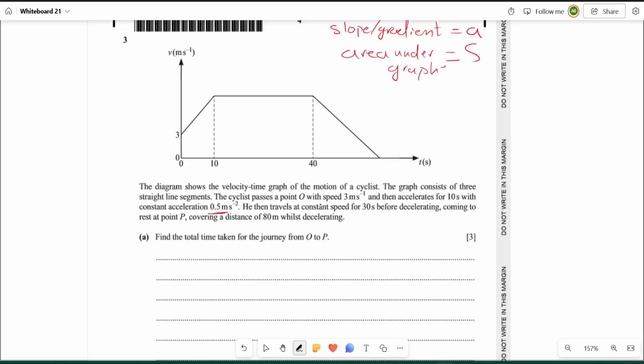He then travels at a constant speed for 30 seconds before decelerating, coming to rest at point P, covering a distance of 80 meters while decelerating. So the deceleration started from here. Deceleration is decreasing in speed. So this part of the graph is clearly the deceleration part, and the area under this part is basically equal to the displacement or the distance over here. So this area should equal 80 meters. Now the question tells me to find the total time taken for the journey from O all the way to P.